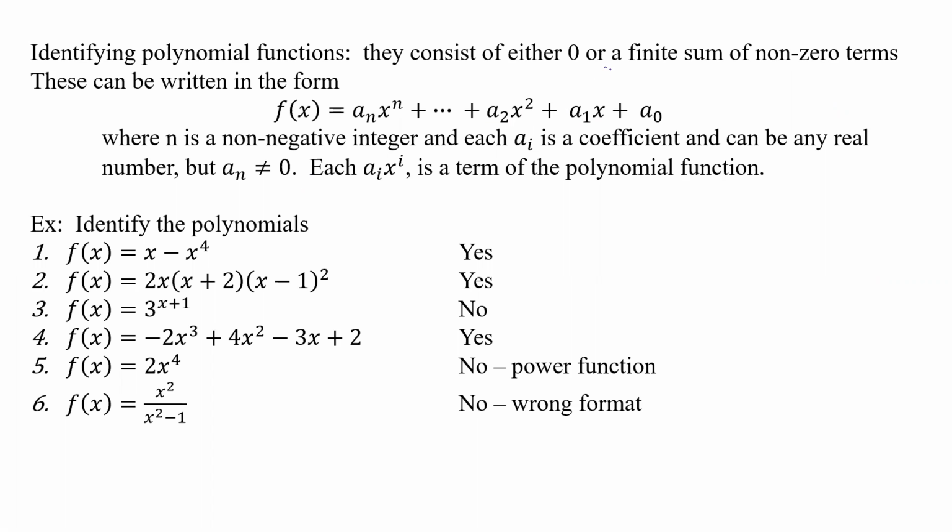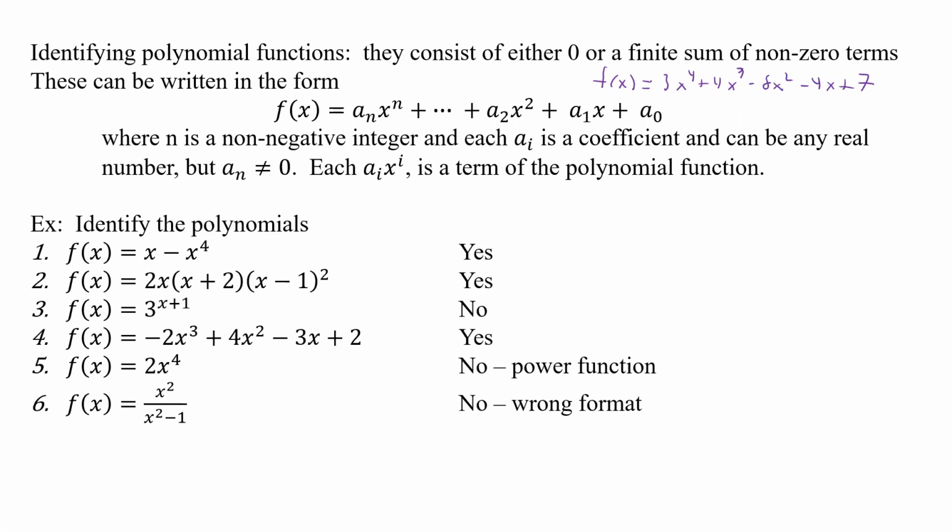So if we think about this, something like f of x equals 3x to the fourth plus 4x cubed minus 8x squared minus 4x plus 7. That could be our polynomial function, okay? Now, n is a non-negative integer, and each a sub i, so basically each of these numbers here, is a coefficient and can be any real number.